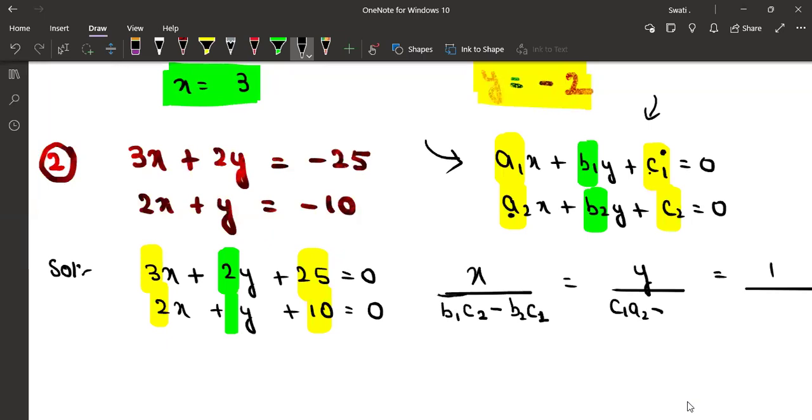A1 into C2. So first you will write C, okay. Whatever is on the right side, we write that first. So C1 into A2 minus C2 into A1. Clear, Manya? Yes. Right? Okay. Is equal to 1 upon.